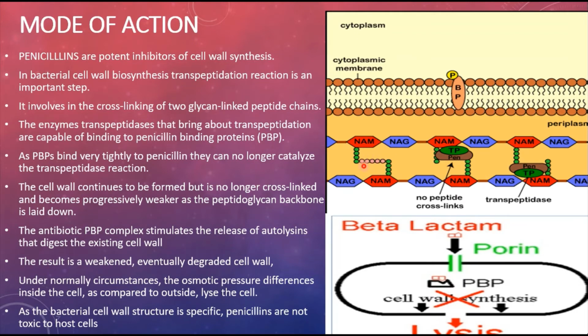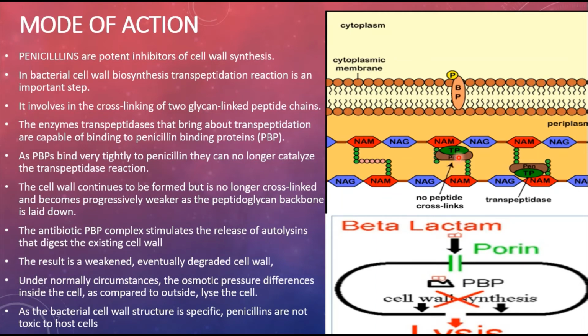Now here is the place where penicillin is going to have its effect. The penicillin is going to act at the transpeptidation reaction. It involves the cross-linking of two glycan linked peptides, as I told you. So here is one glycan peptide ring and this is another one. Now, the enzyme transpeptidase that brings about the transpeptidation is capable of binding to the penicillin binding proteins, that is PBP. So here you can see the transpeptidation is going to be blocked by the penicillin binding proteins.